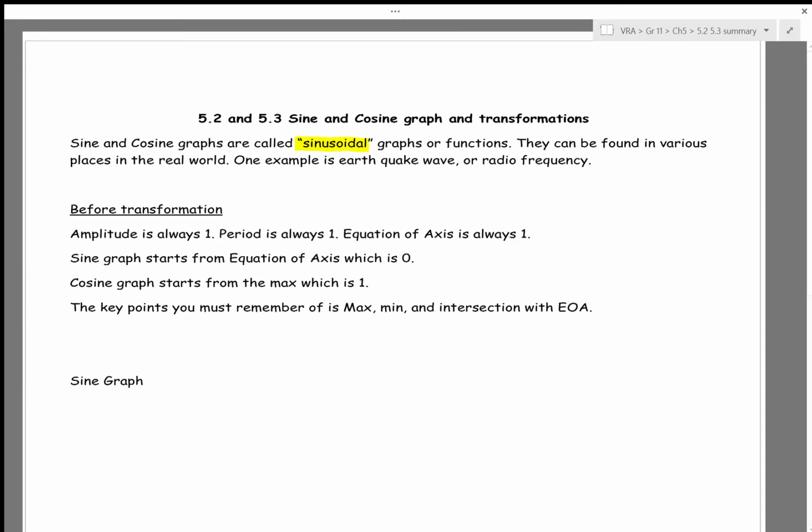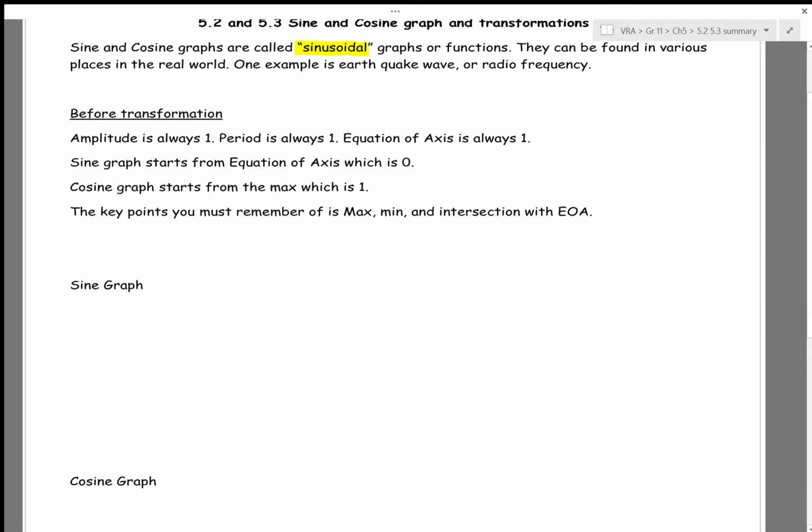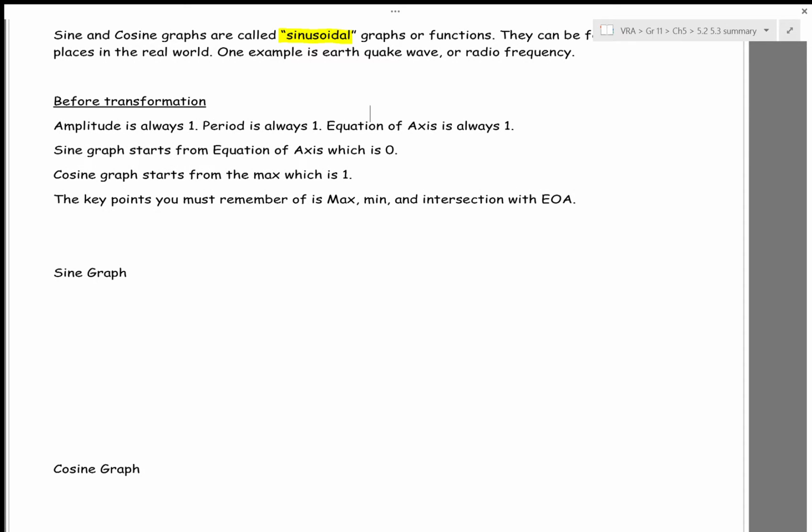Now, before the transformation, we need to know the characteristics of the sine and cosine functions. It basically is these four things, and they share the same characteristics. The only difference between those two is where the max or the min happens, in other words, where the graph or the cycle of that periodic function starts.